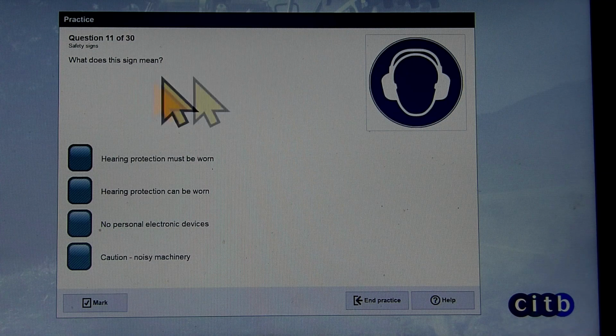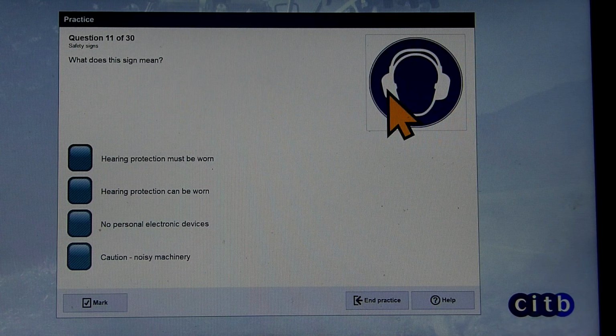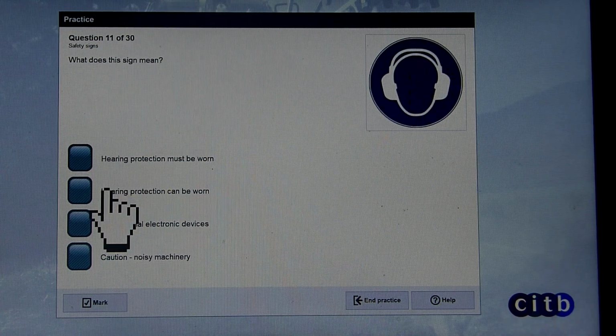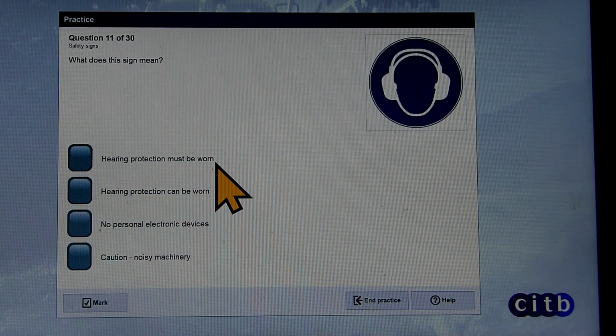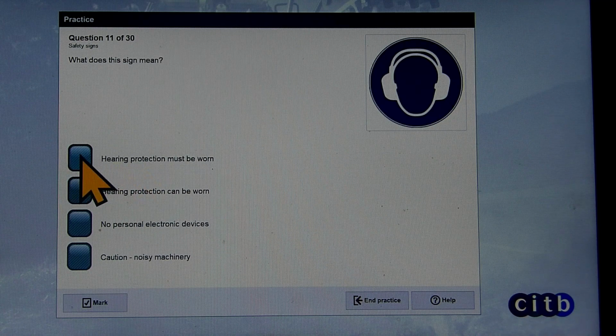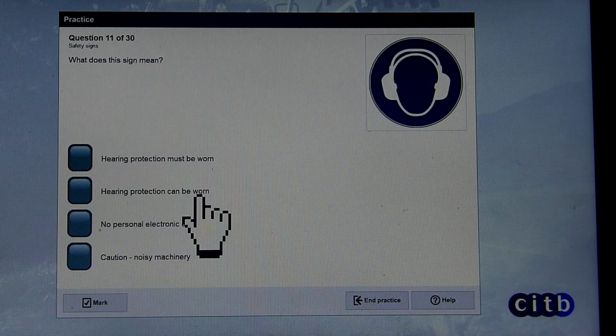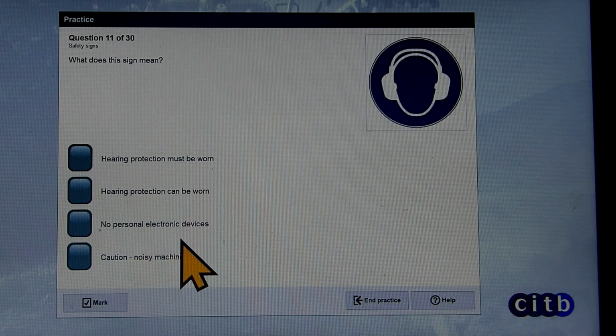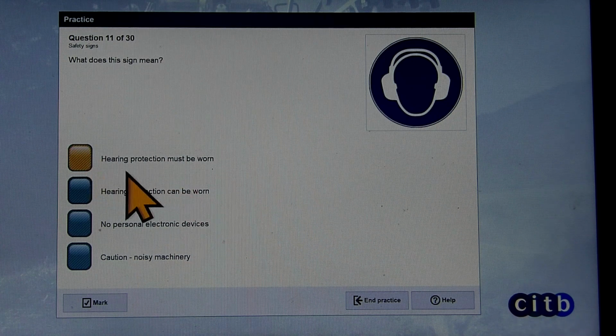What does this sign mean? As I have said, the color is blue. When it's blue, what did we say? Mandatory. We must use them. Hearing protection must be worn. Hearing protection can be worn? No personal electronic devices? Caution, noisy machinery? No, the answer must be hearing protection must be worn.